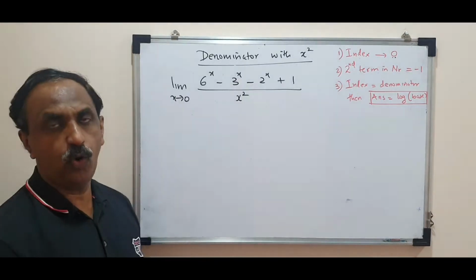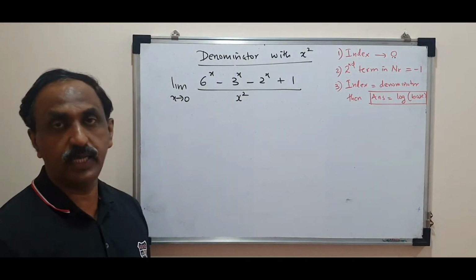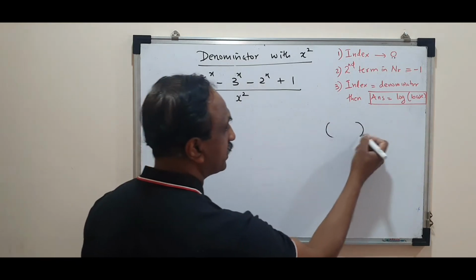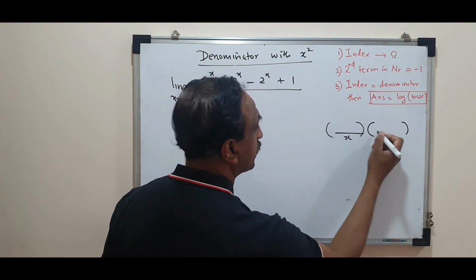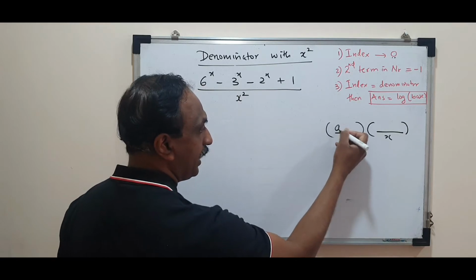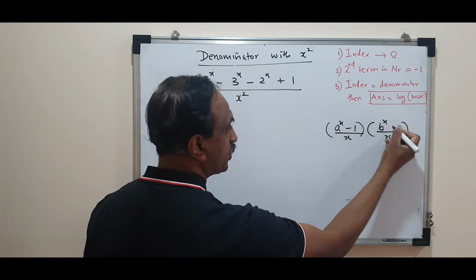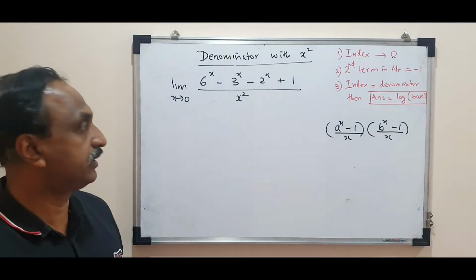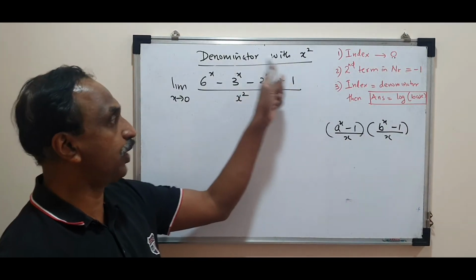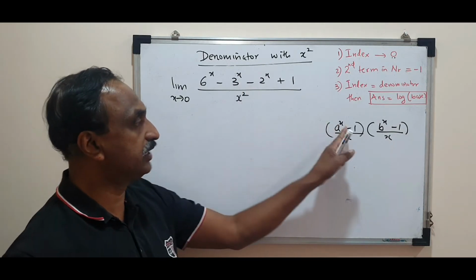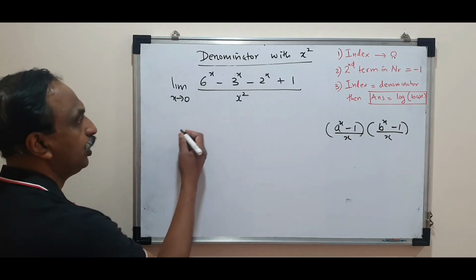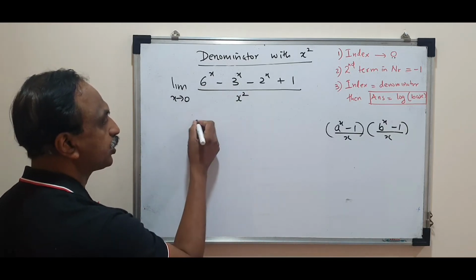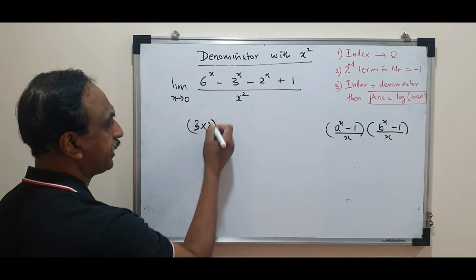Now all the problems I did had only x in the denominator. When the denominator becomes x square, it is necessary that I have formulas multiplying each other. I need to have a formula like this: a raised to x minus 1, b raised to x minus 1. Then only can x into x square be adjusted. So my method for this problem will be to factorize this into 2 factors. So 6 raised to x minus 3 raised to x. The common factor: 6 is 2 into 3. I can write it this way.